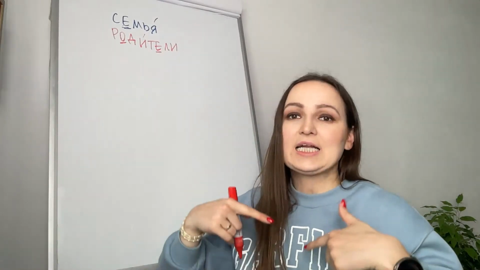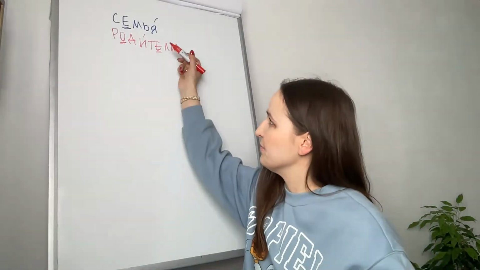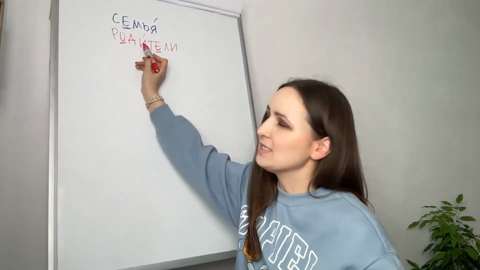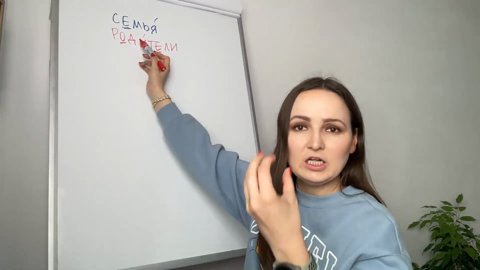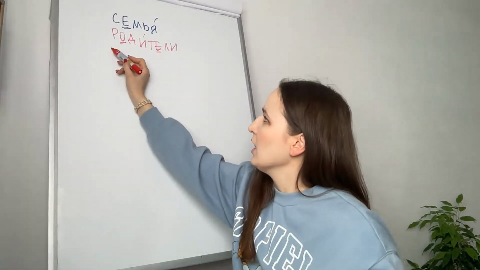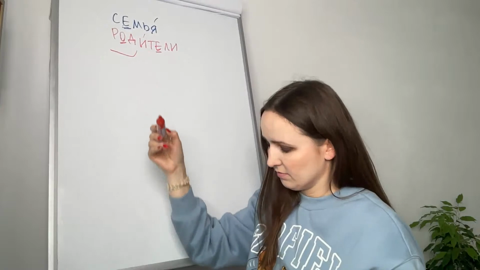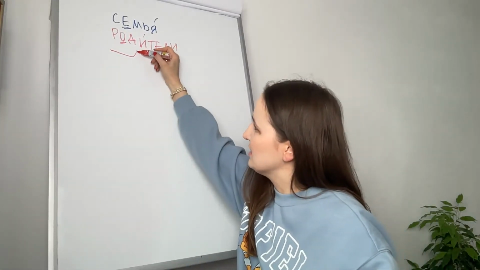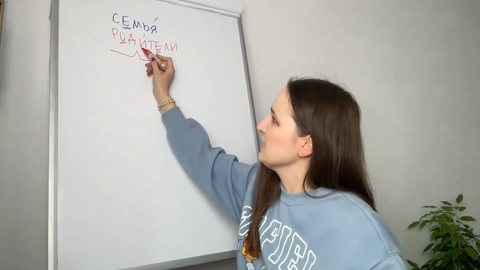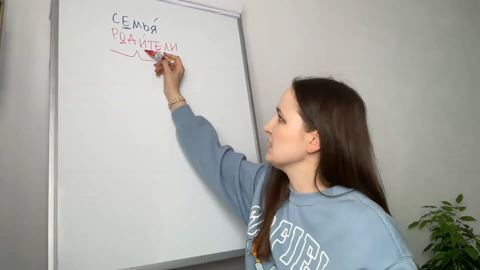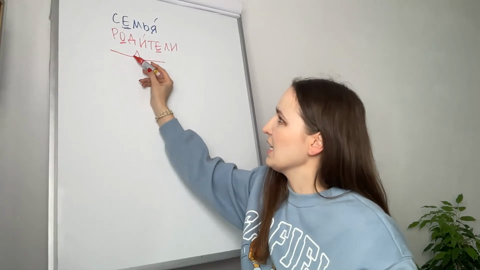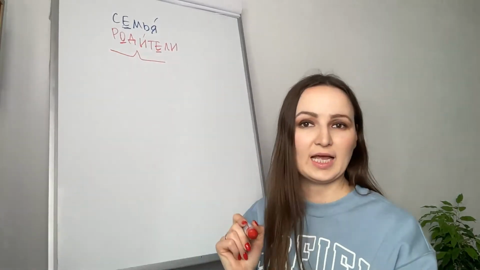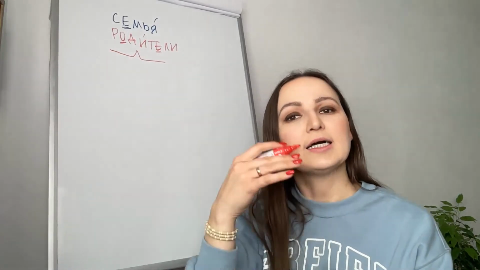Родители. And again, you can hear that I pronounce e longer, like this. Родители. So this is the stressed syllable. Родители. Like this. Скажите, say, родители.